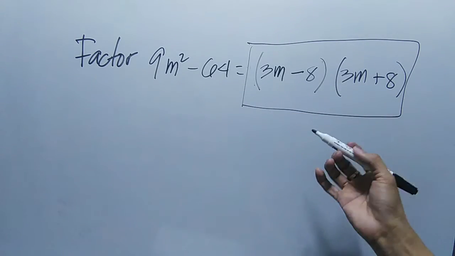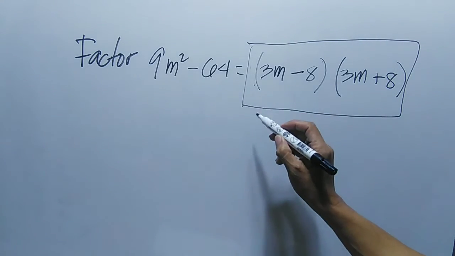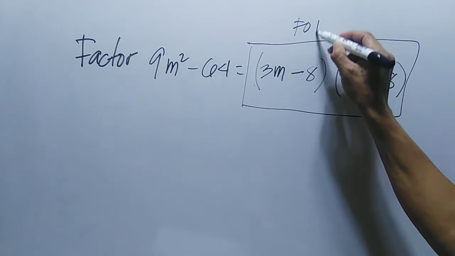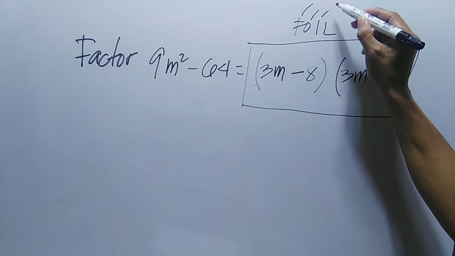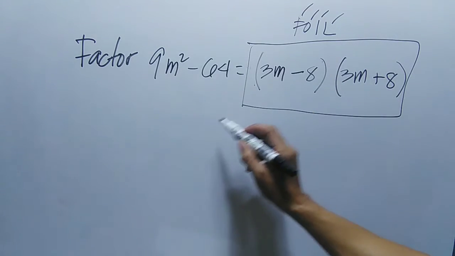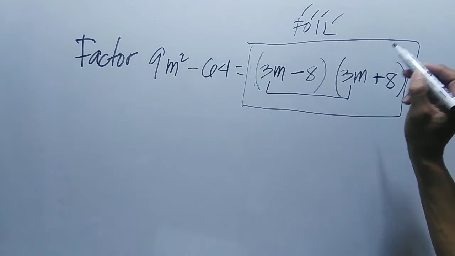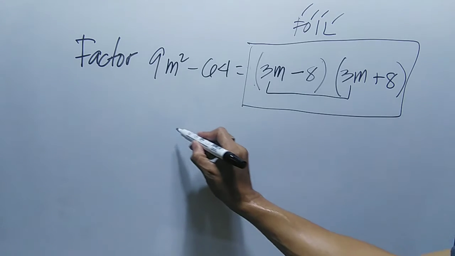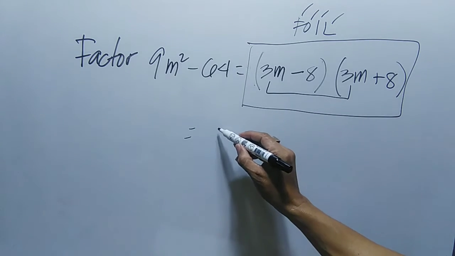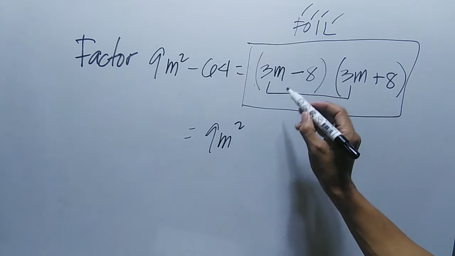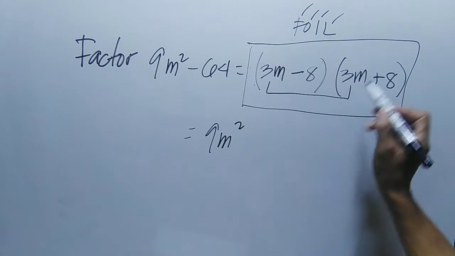Okay? So ngayon, kung gusto mong i-check yan, i-check natin yan, gamitin natin yung FOIL method. Si first term, outer term, inner term, and last term. Si first term muna tayo, si 3m times 3m, that is 9m squared, diba? So we have to add the exponent.